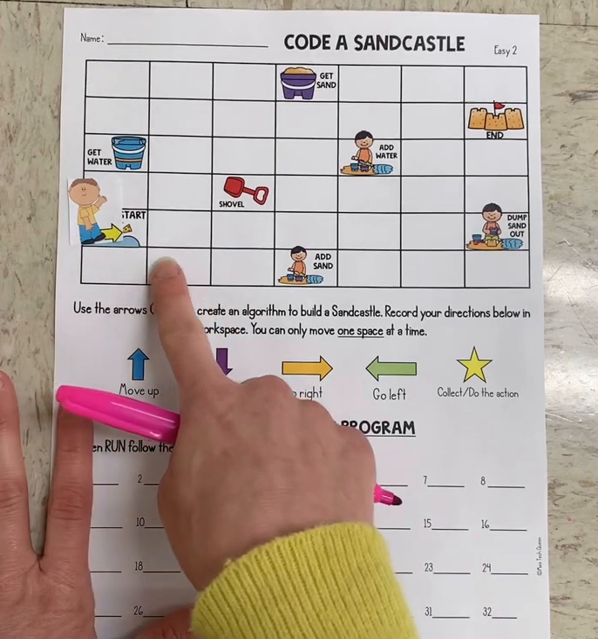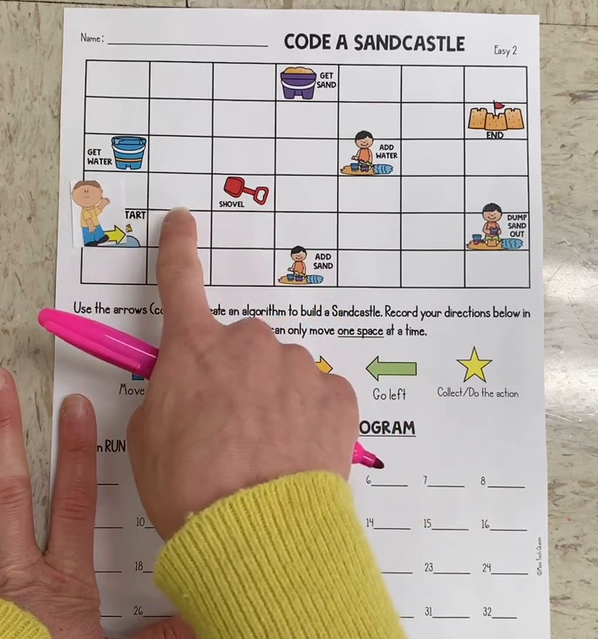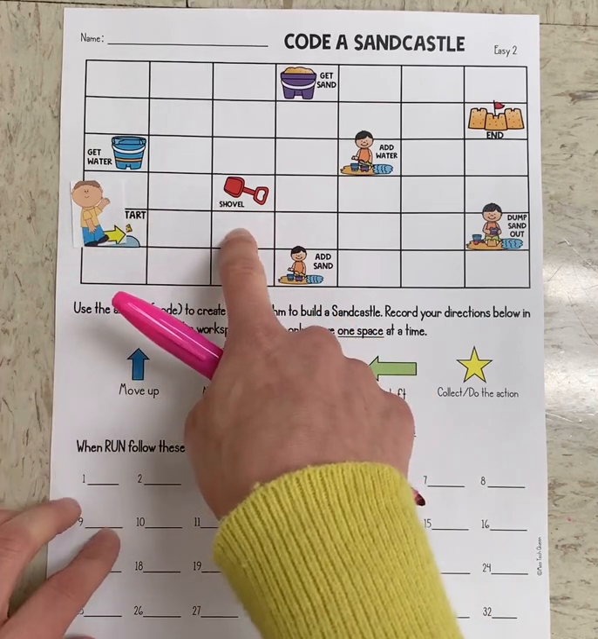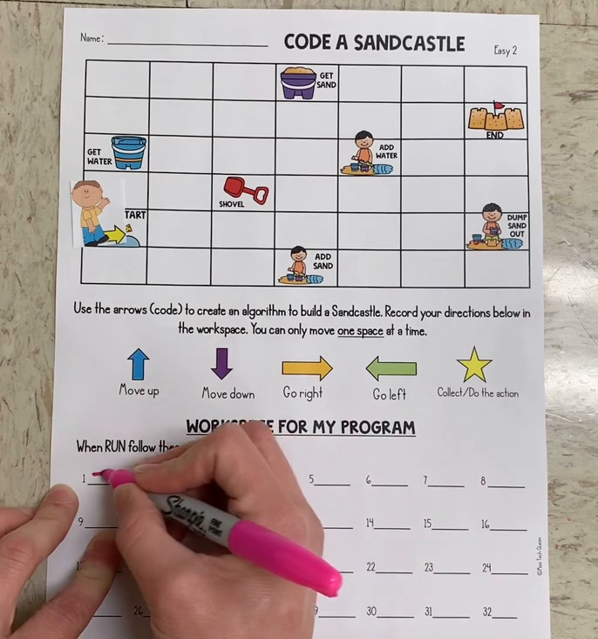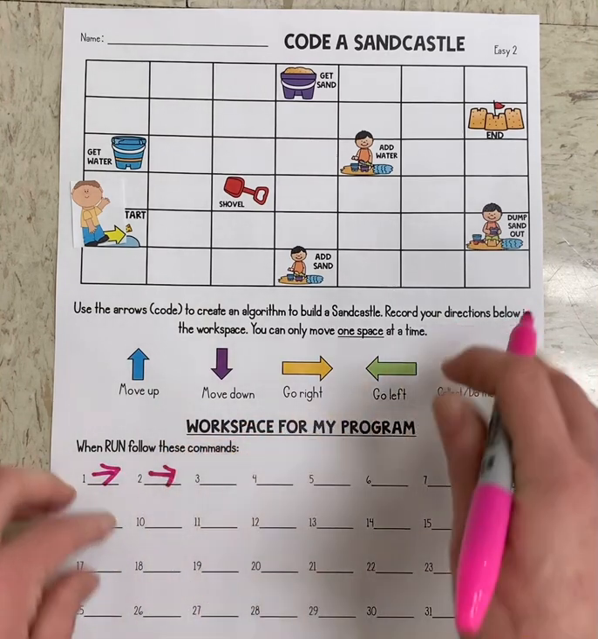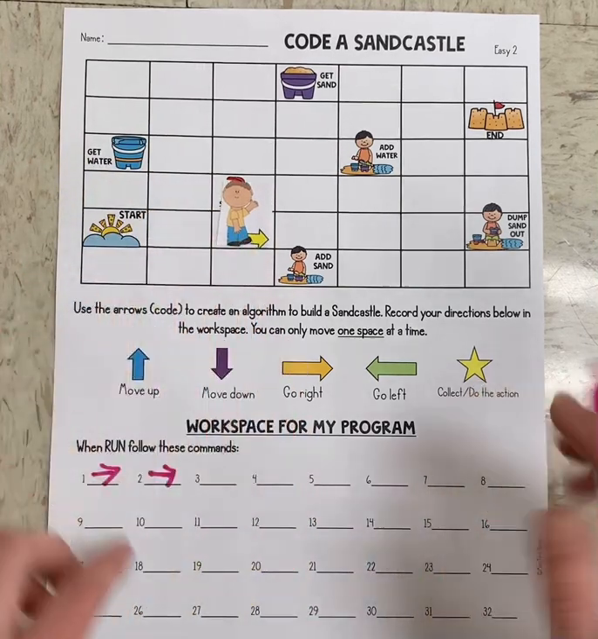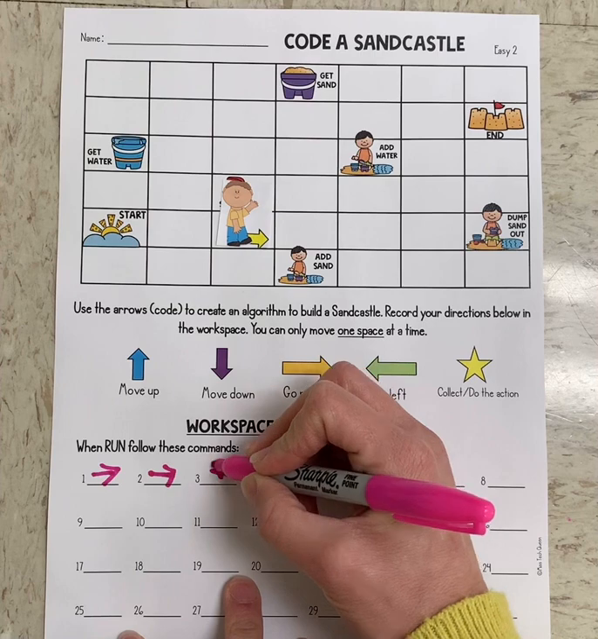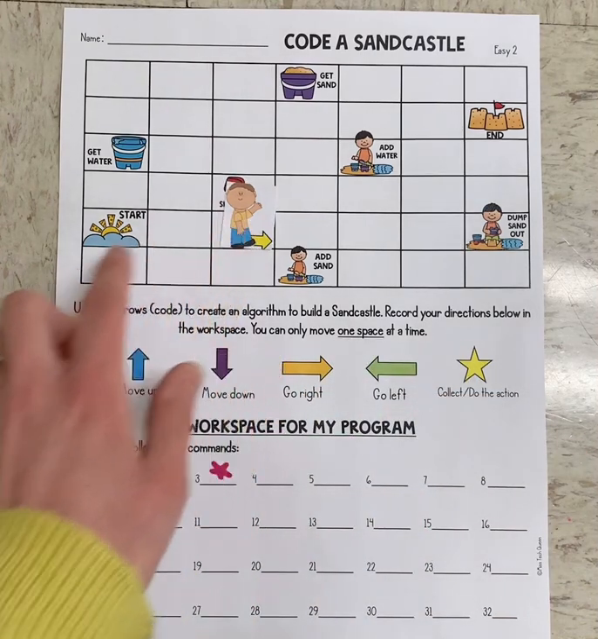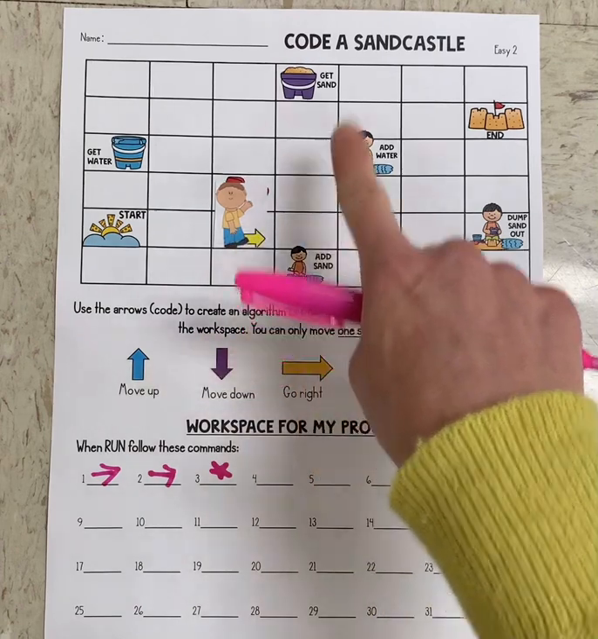The first thing I need to do is pick up a shovel. So my little character needs to walk 2 spaces over to get to the shovel. So I'm going to draw 1. Step 1, move over 1 to the right. Step 2, move over another to the right. 1, 2. Now I'm at the shovel, so I must collect it. I'm going to put a star for collecting. Excellent. Now that I have my shovel, I need to go get sand.